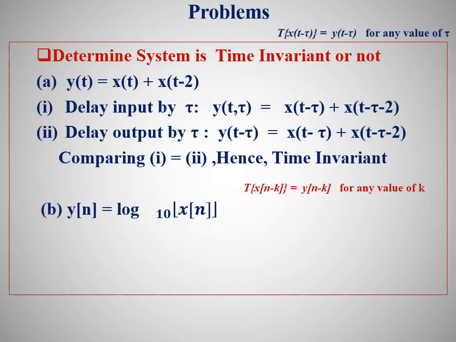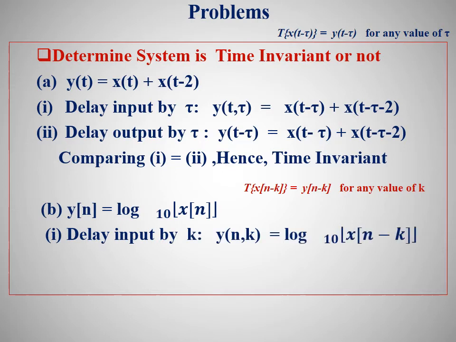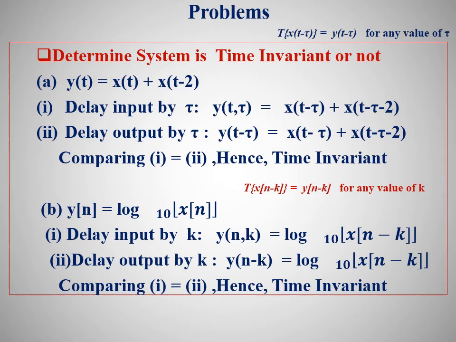Next, let us go on to another example to understand the time invariance case in a discrete example. Here the example given is y of n is equal to log of x of n to the base 10. By similar concept, if we delay the input by k, we get y of n comma k equal to log of x of n minus k to the base 10, and delaying the output by k, we get y of n minus k, which is also equal to log of x of n minus k to the base 10. Since these two expressions are the same, we say that the system is time invariant.